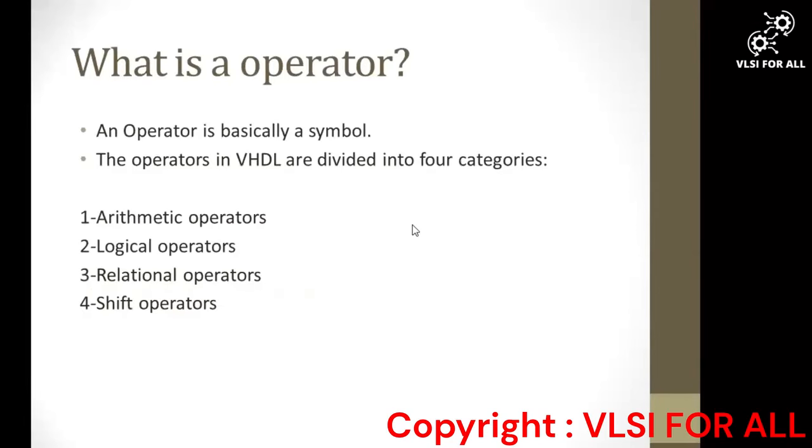What is an operator? An operator is basically a symbol. The operators in VHDL are divided into 4 categories. First one is arithmetic operators, second one is logical operators, third one is relational operators, and fourth one is shift operator. So we will see all of these one by one.